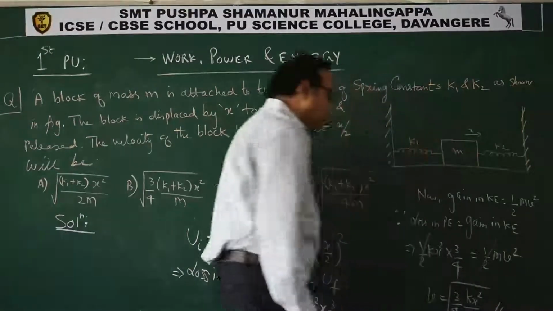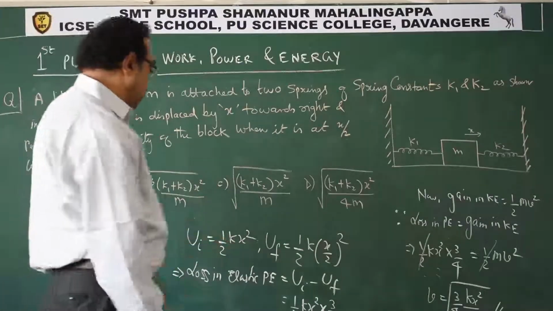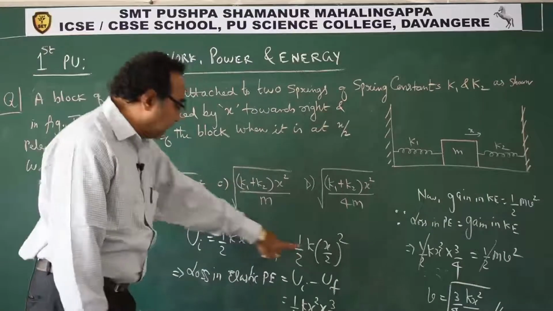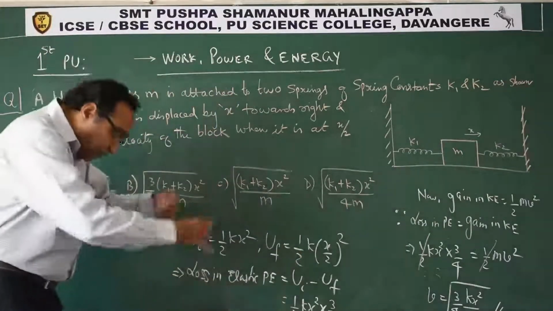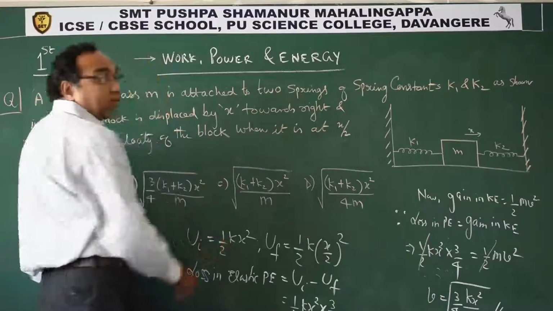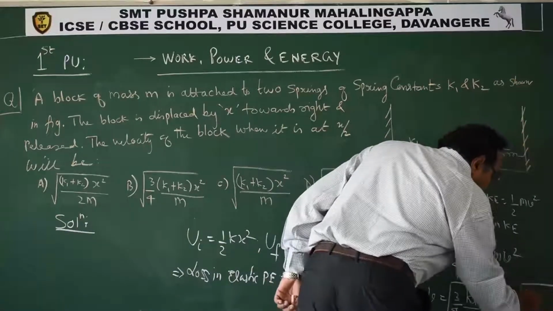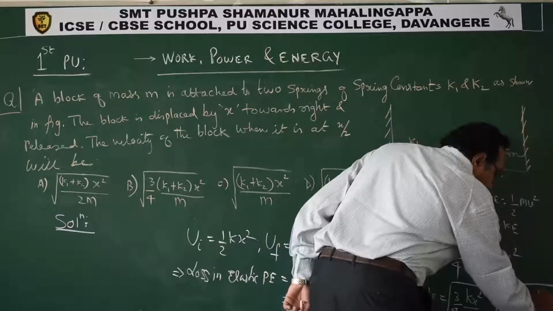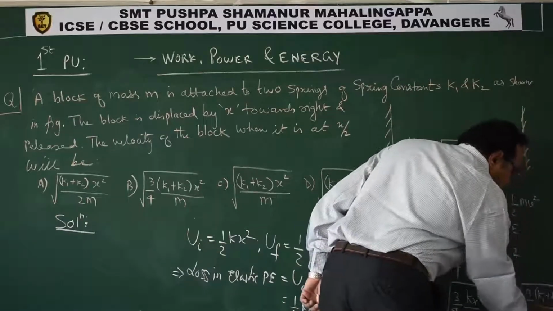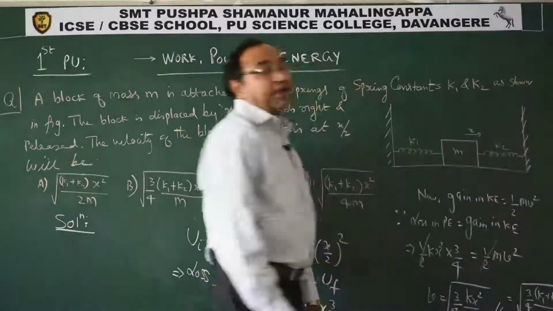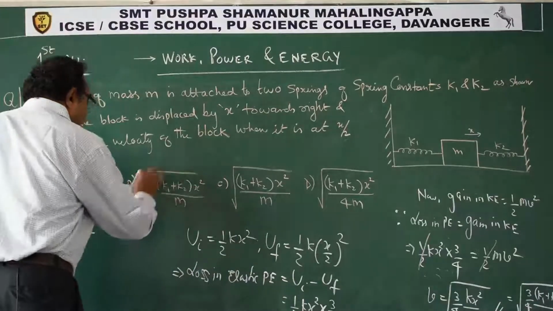So this is exactly how we can find it out. Since there are two springs and we considered only one spring, what we have to do is transform this. This k will be K1 plus K2. So this is root of 3/4 (K1 plus K2) x² by m. That is exactly how we can find the equation. So our answer is B.